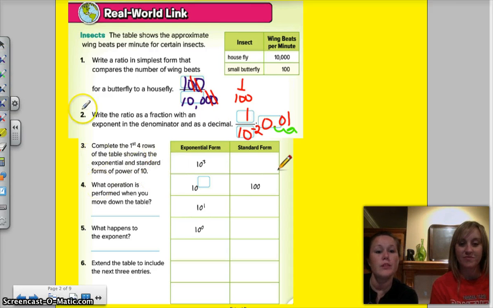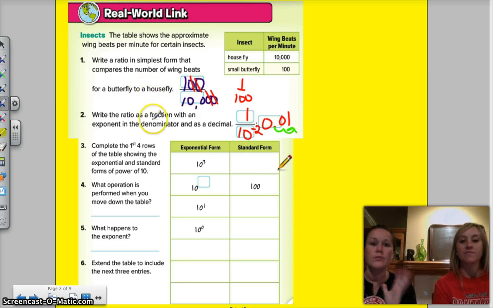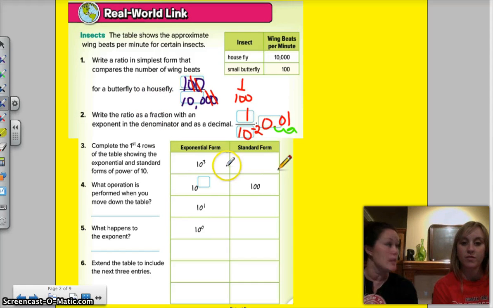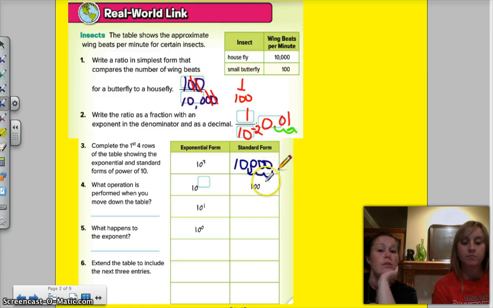All right. Complete the first 4 rows of the table showing the exponential and standard forms of powers of 10. So exponential form means it's got an exponent. It's just a fancy way of saying it's got an exponent. So standard form, well, 10 to the third, I move my decimal 3 places, right? So boom, boom, boom, 1, 2, 3, and I put my comma in. 10,000. Okay.